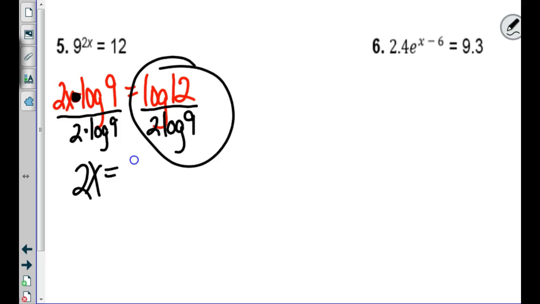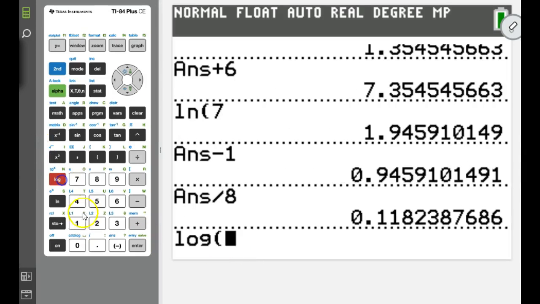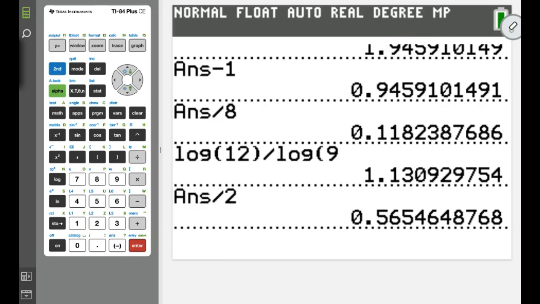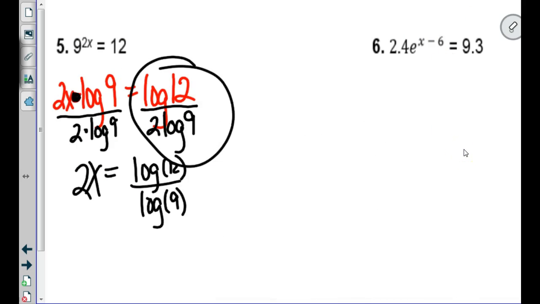Okay, I probably would have done the log of 12 divided by the log of 9, gotten that answer, and then divided it by 2. So I would have taken my calculator and typed log of 12 divided by log of, was it 9, guys? And then I would have said, okay, now I still need to divide that by 2. 0.5655, if we went out several places. Someone else getting that? Or did I round something wrong? We good?